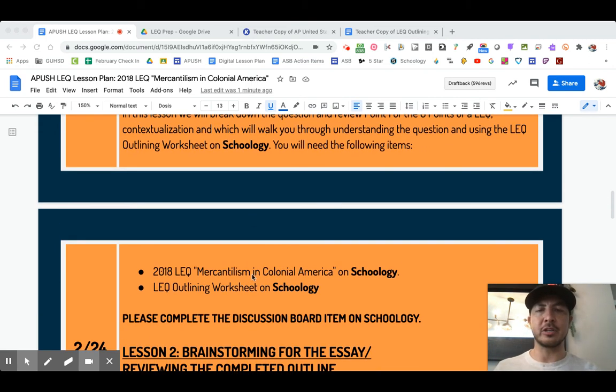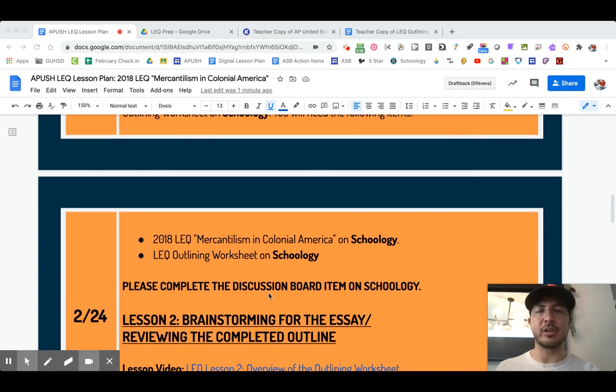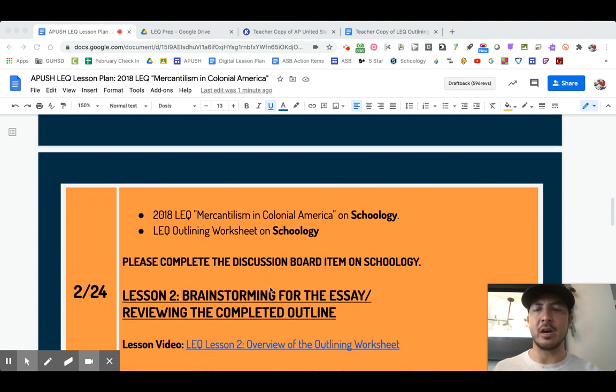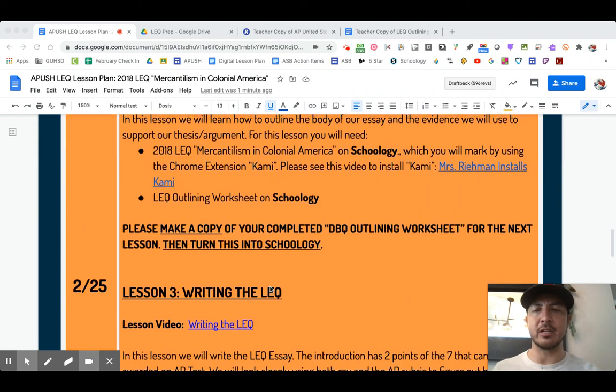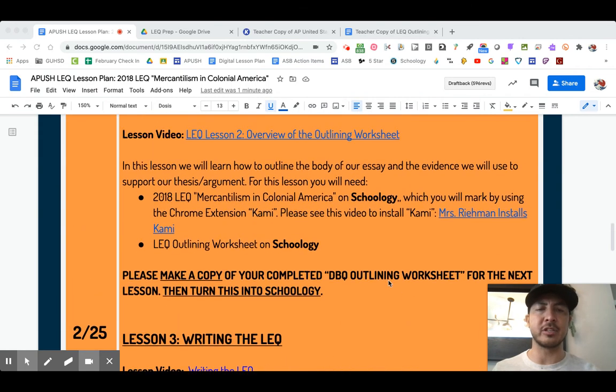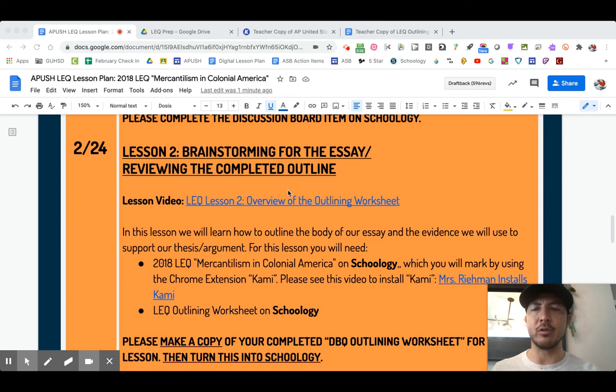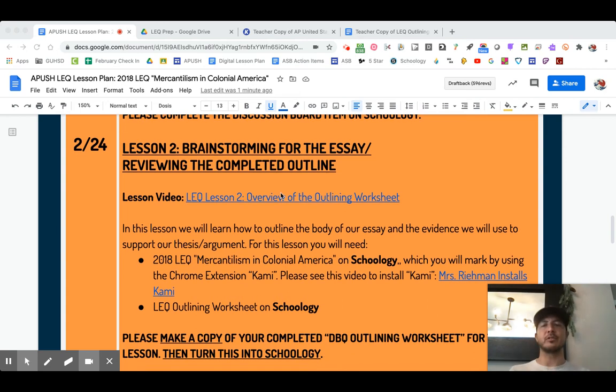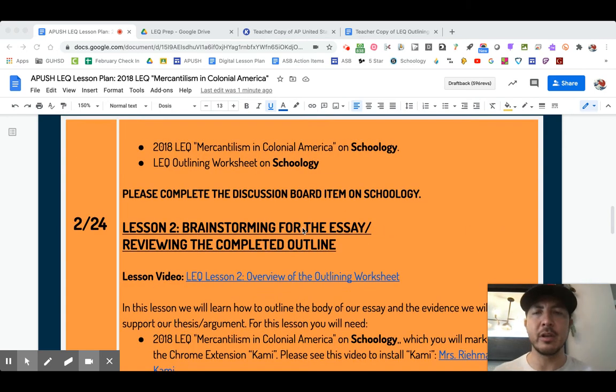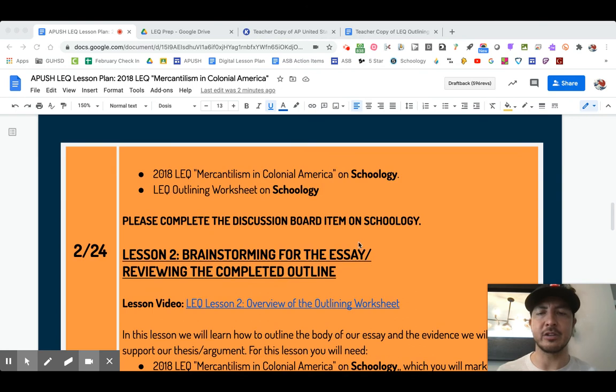So on these two things, you're going to need the mercantilism in 2018 mercantilism in colonial America on Schoology and the LEQ outline worksheet. Notice these are assigned today, but they're not due, right? So you have access to them, and it'll say the activity with the correct date. But just the outline worksheet is all I need. It will be due on the next day after you complete it. But you will have to open it there and then turn it in later.